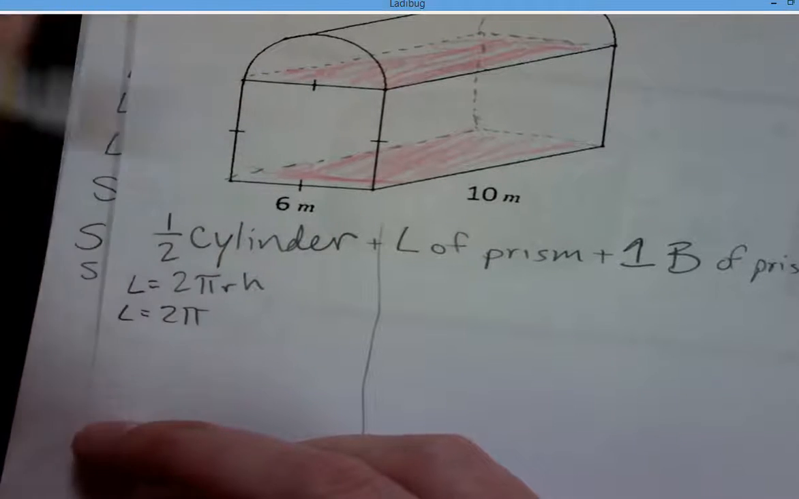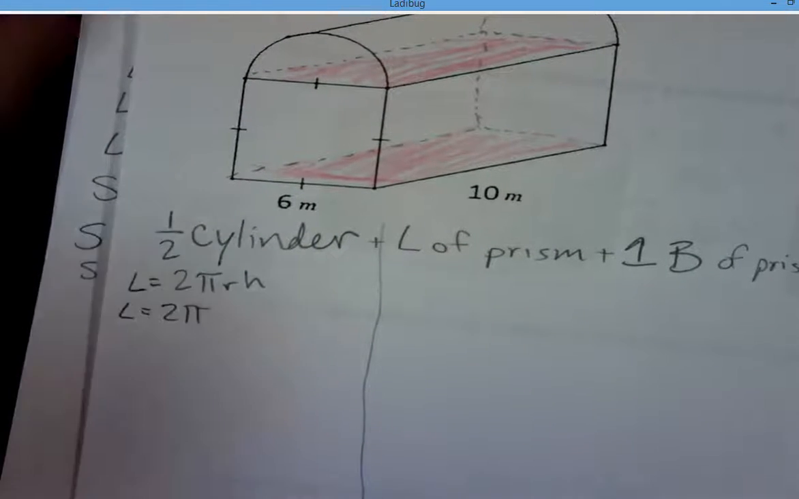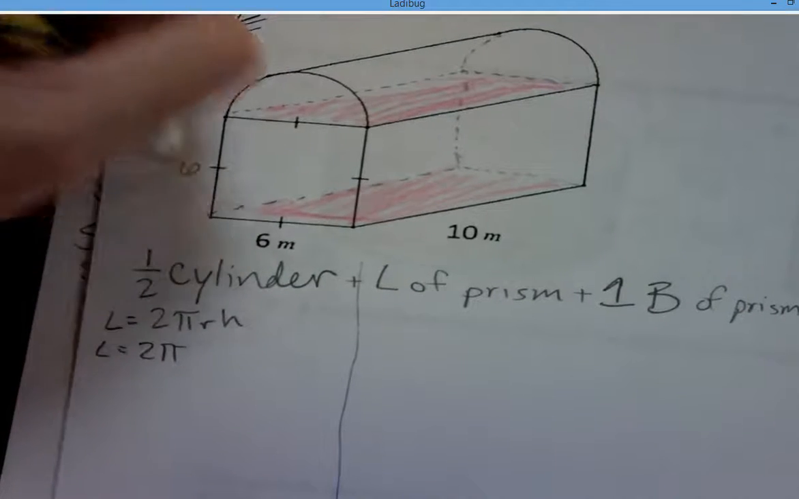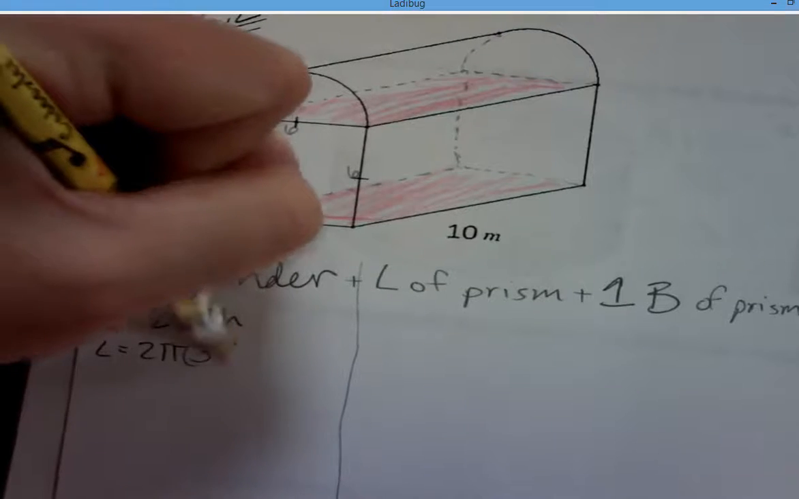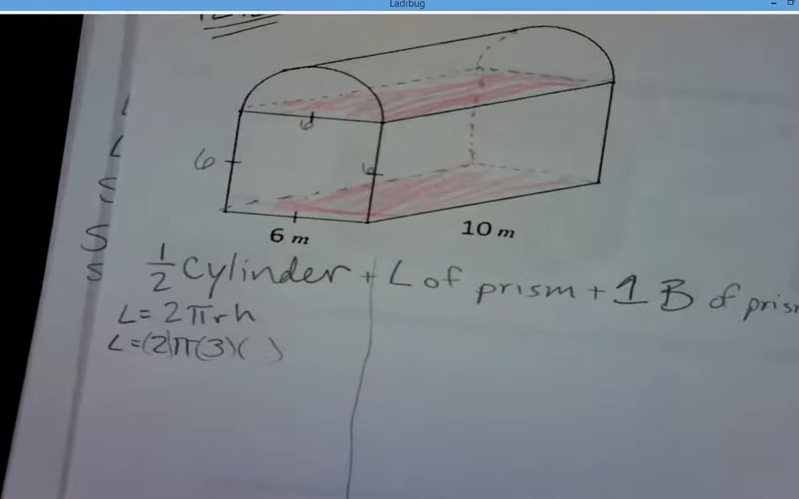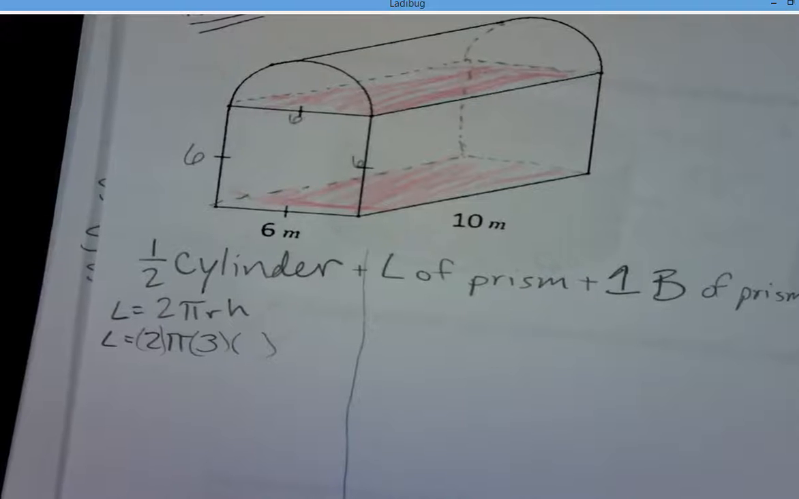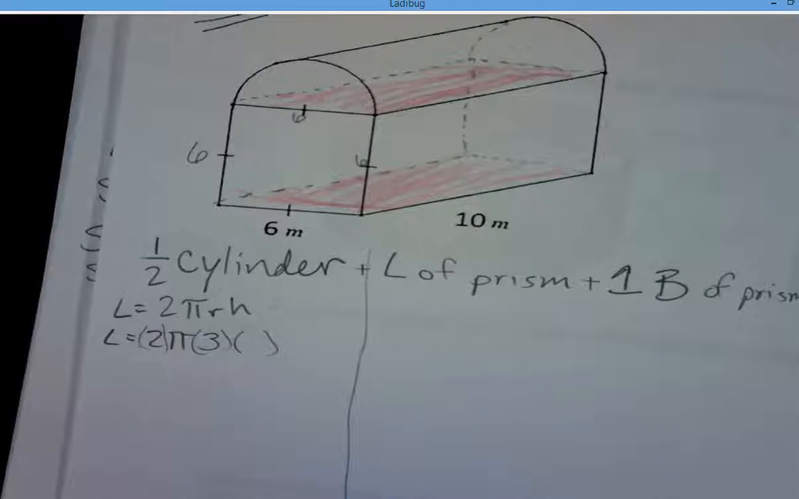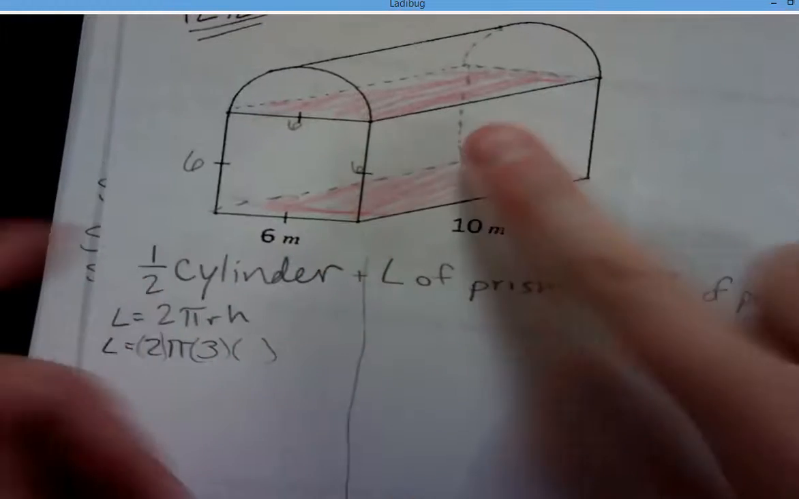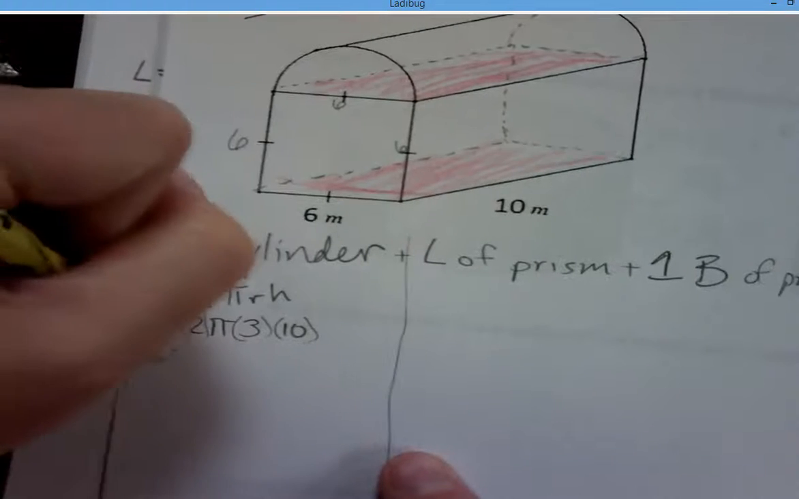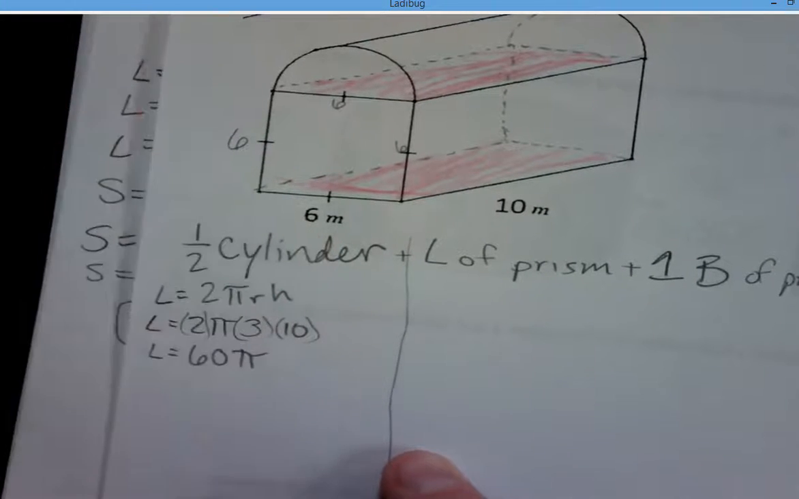2 pi times the radius times the height. The radius is not given here, but there's a way to figure it out. It's 3 because of these little tick marks. The diameter is 6, so the radius is 3. And then our height. How far apart are the circles? 10. Yeah, that is something that a lot of people miss. A lot of people want to put 6 for that height. But we are focusing on the cylinder right now. The bases, which are the 2 circles, are 10 units apart. So that's why 10 goes there. So L is 60 pi.